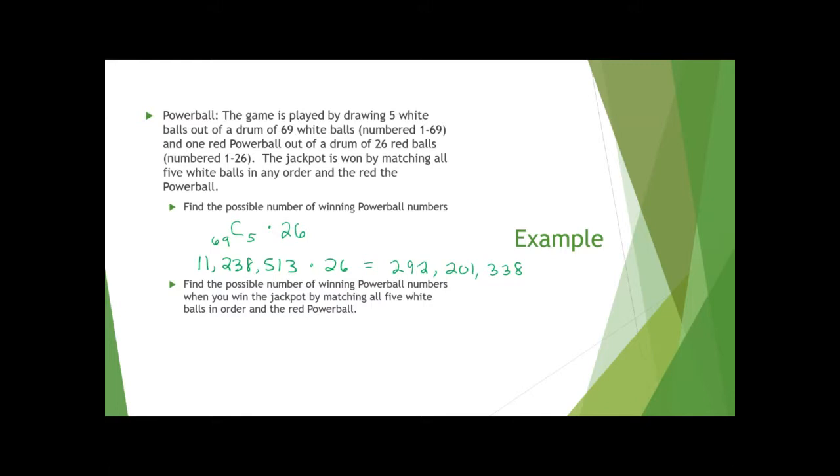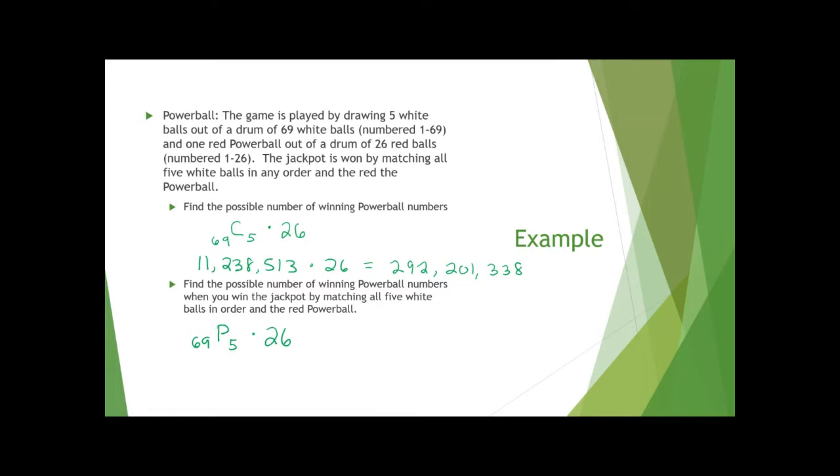So now the second part here says find the possible number of winning Powerball numbers when you win the jackpot by matching all 5 white balls in order. So let's say instead of just matching all 5 of the white, you had to do it in order. So that would be even harder because now the order matters. So this would be a permutation. So it would be 69 P5 times 26. So there's going to be more combinations because now the order matters.